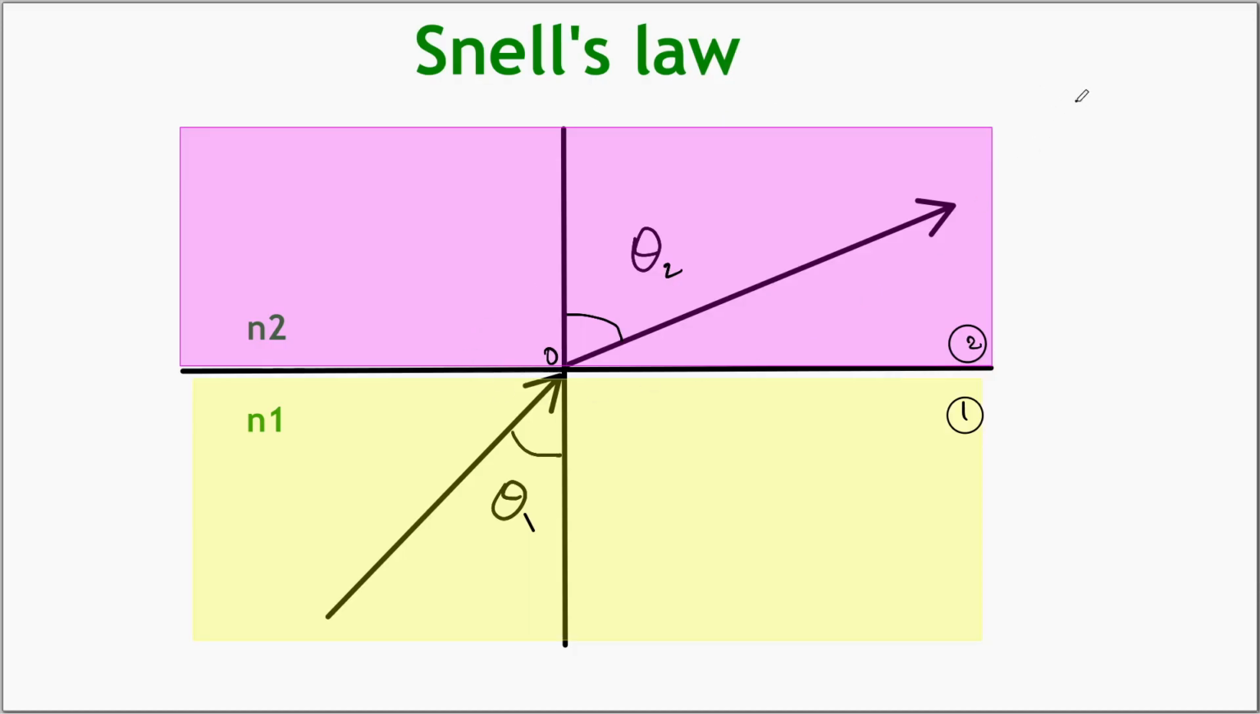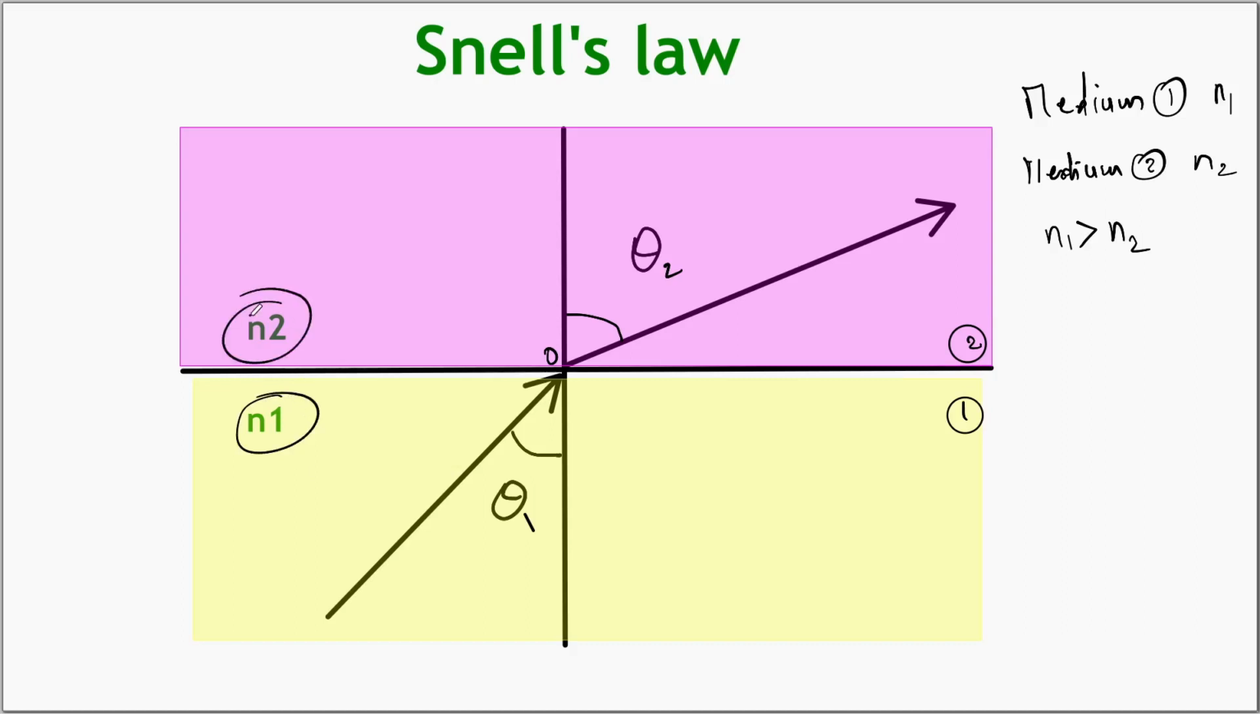In this arrangement, consider medium 1 with refractive index n1 and medium 2 with refractive index n2. If a ray touches the interface separating n1 and n2 at point O, further let us say that n1 is greater than n2, means this ray is entering a rarer medium from a denser medium, that is a medium with a higher refractive index. n1 has a higher refractive index than n2, so n1 is greater than n2. As a result, the ray would bend away from the normal.